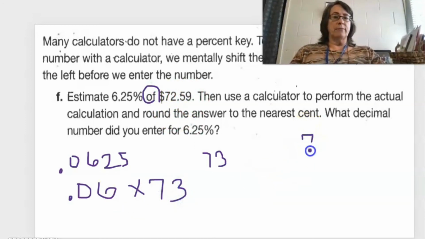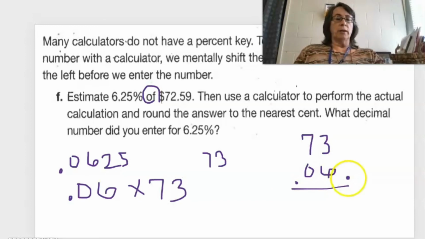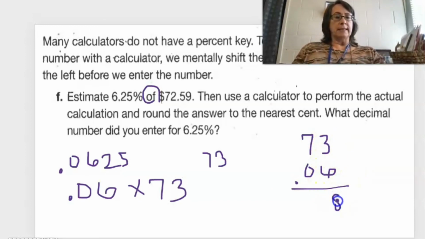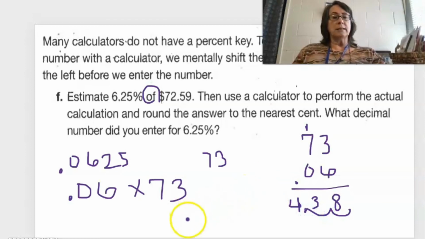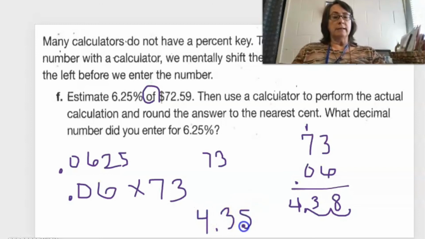So we're going to have 73 times 0.06, which will be, 3 times 6 is 18. 7 times 6 is 42, plus 1, 43. Now remember, our decimal is here, so we're going to move it 2 in. So our approximate is 4.38. And that is in money because of the dollar sign there. So we're going to say approximately.